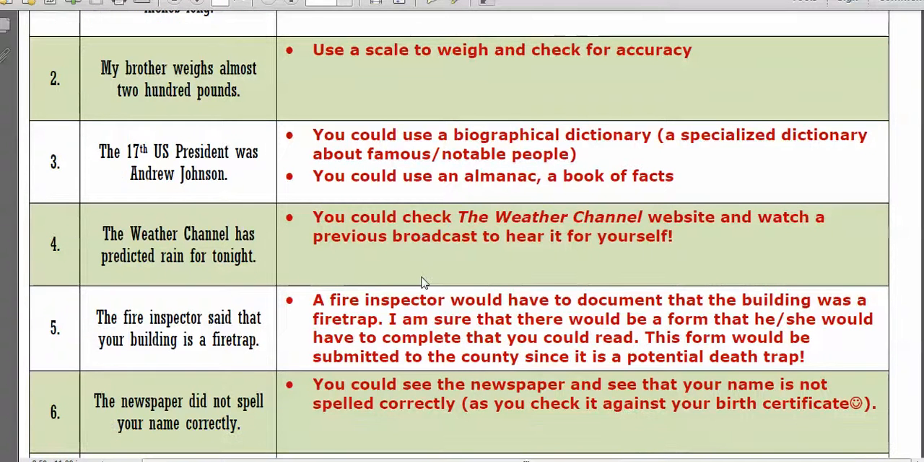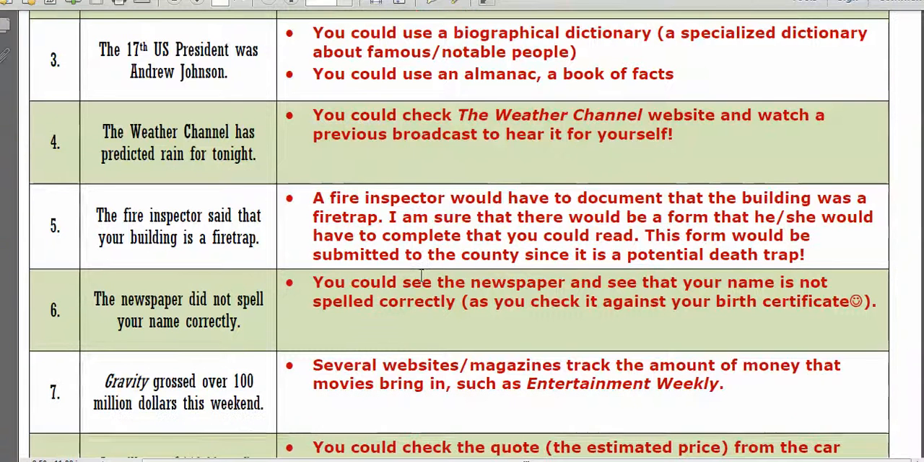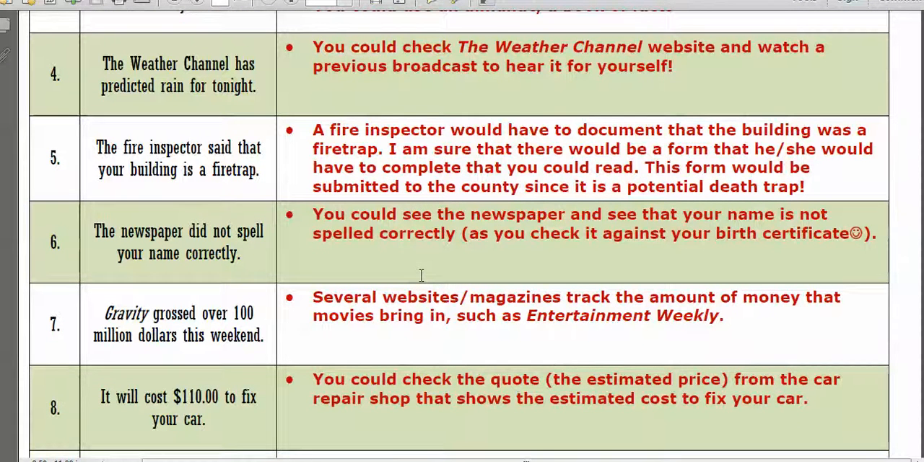The fire inspector said that your building is a fire trap. A fire inspector would have to document that a building was a fire trap. He or she couldn't just say it's a fire trap. So that documentation that they write down that proves that it's a fire trap is one that you could actually look up. It is something that should be on record. The newspaper did not spell your name correctly. First of all, you know yourself and you know how you spell your name, but let's just do it for our purposes. You could even check it against your own birth certificate to see how your name is spelled there.